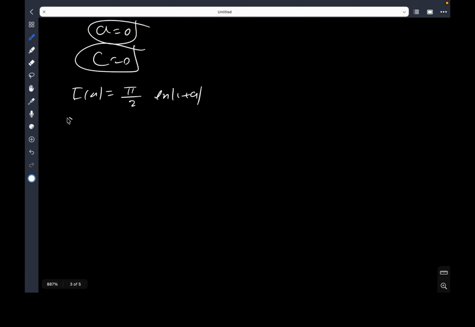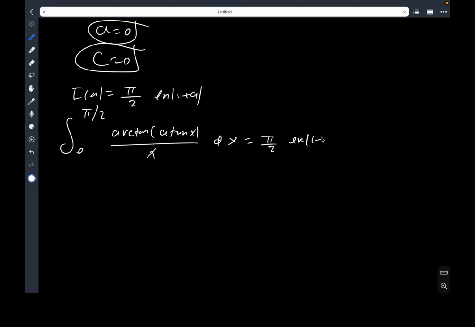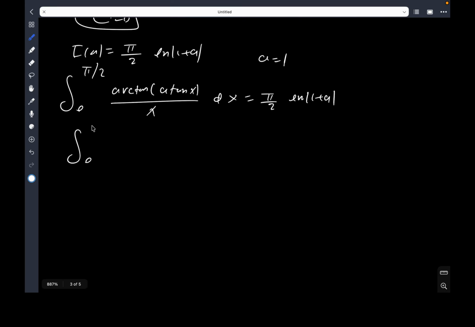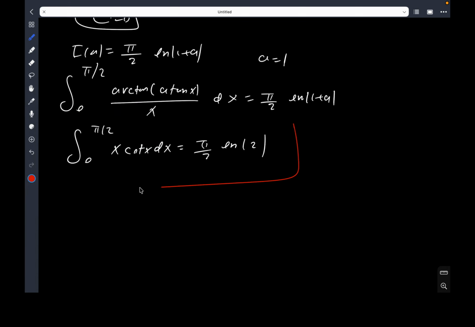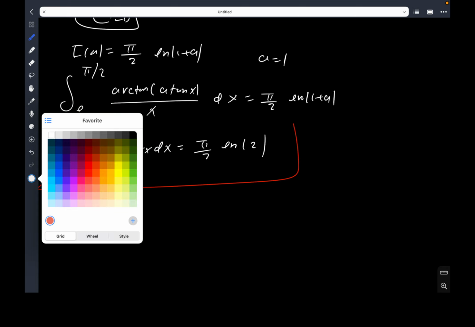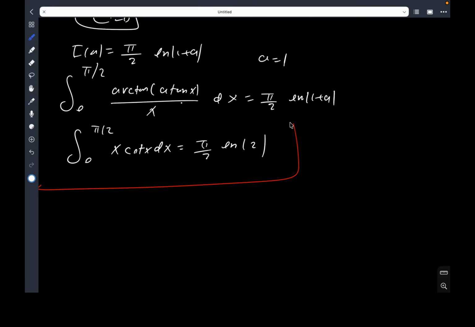And we said that I of a equals the integral from 0 to pi over 2 of arctan of a tan x over tan x dx equals pi over 2 ln of 1 plus a. And if a equals 1, we get the integral from 0 to pi over 2 of x cotangent x dx equals pi over 2 ln of 1 plus 1, which is 2. Thus, this is the final closed form solution of our integral right here.